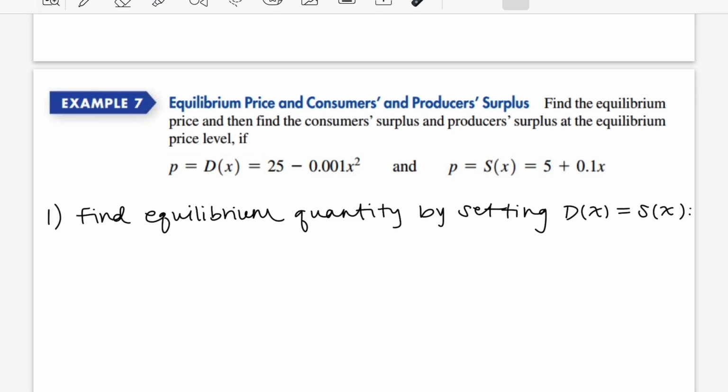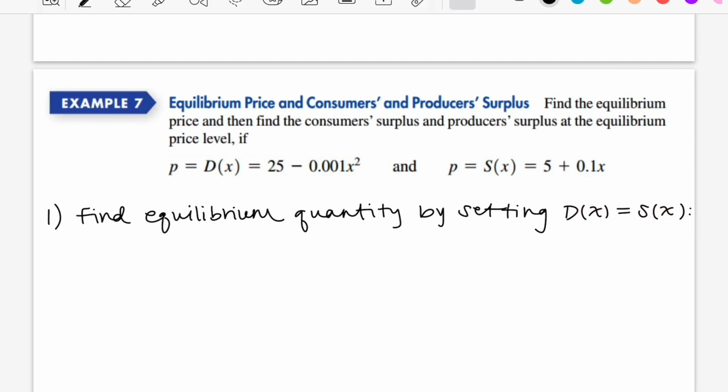We want to find the equilibrium price and then find the consumer surplus and producer surplus at the equilibrium price level if our D of x is given by this and our S of x is given by this. So the first thing that we want to do is find the equilibrium quantity by setting our two functions equal to each other.